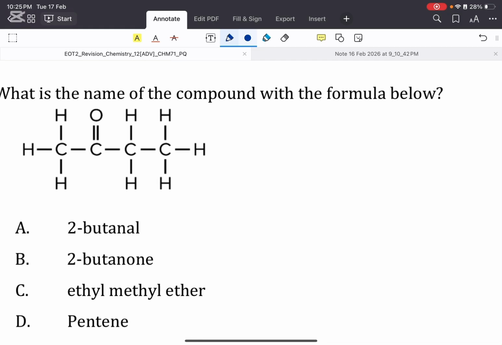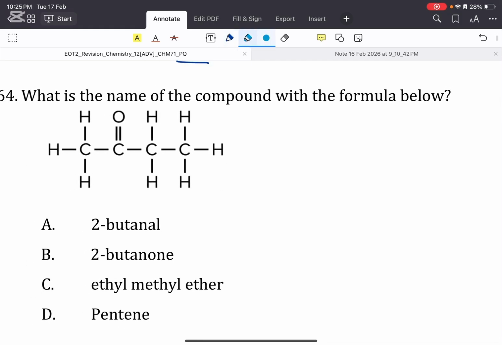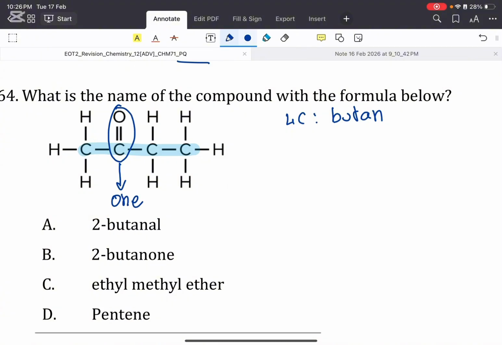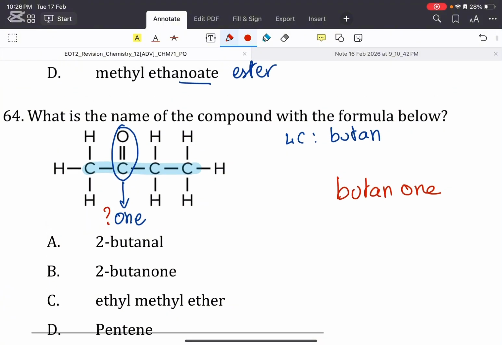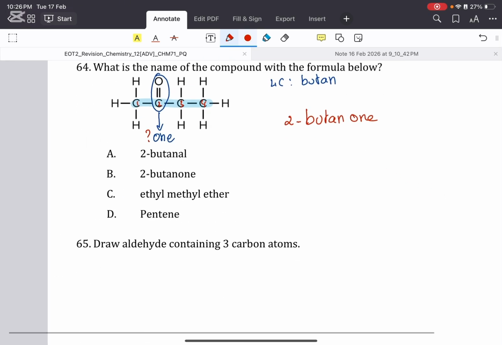What is the name of the compound in the formula below? Again, we always choose the longest carbon chain. This carbon chain is made up of 4 carbons, so it's butane. Now, I have a double bond O, so the suffix of this one is going to be -one. So butanone. Now, in a ketone, you always need to mention where the carbonyl is exactly. So you start counting from the side that is closer to the double bond O, and you will say 2-butanone.